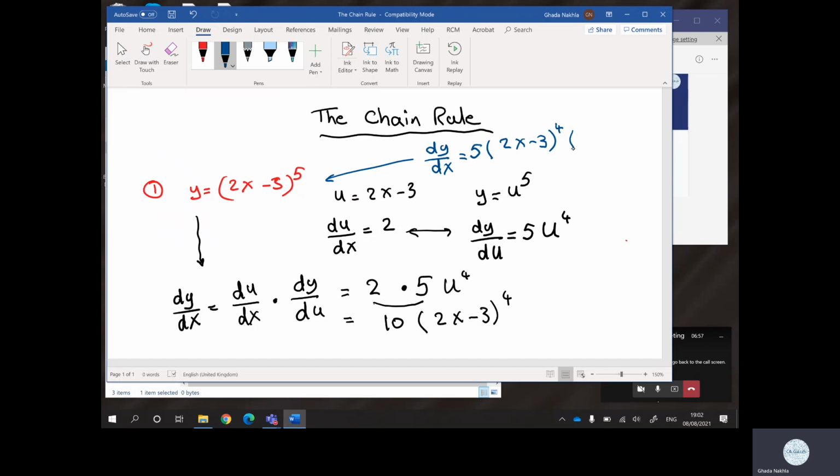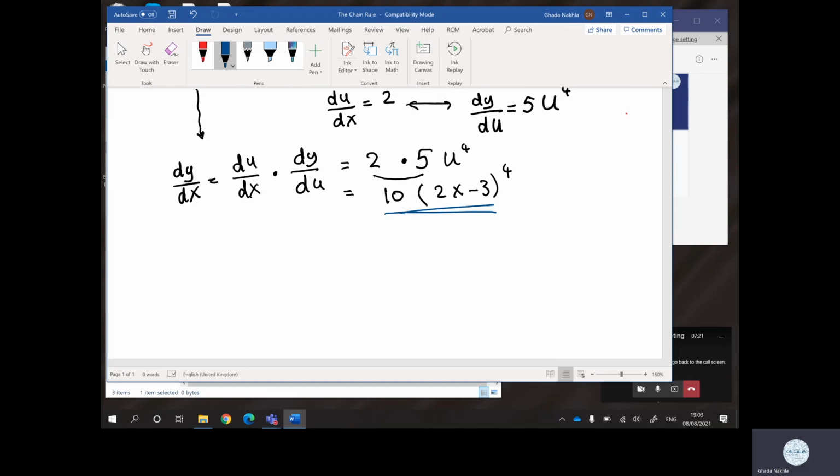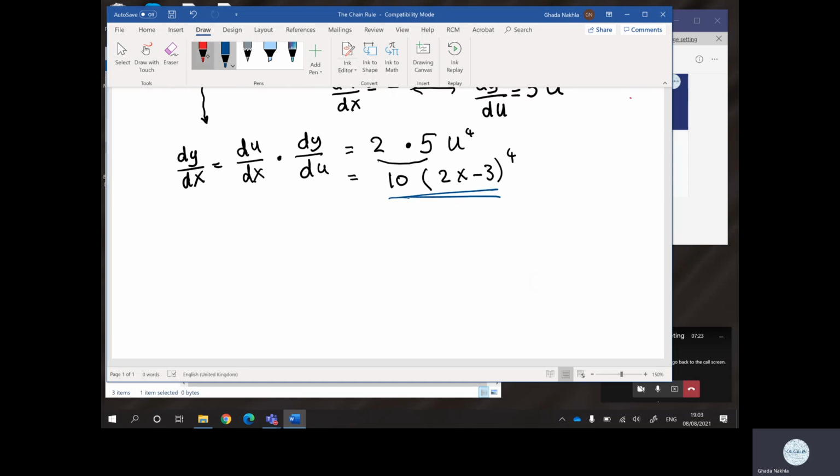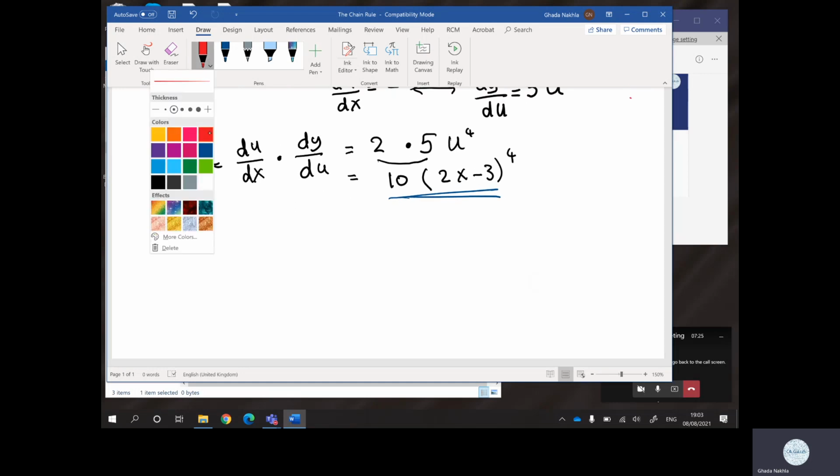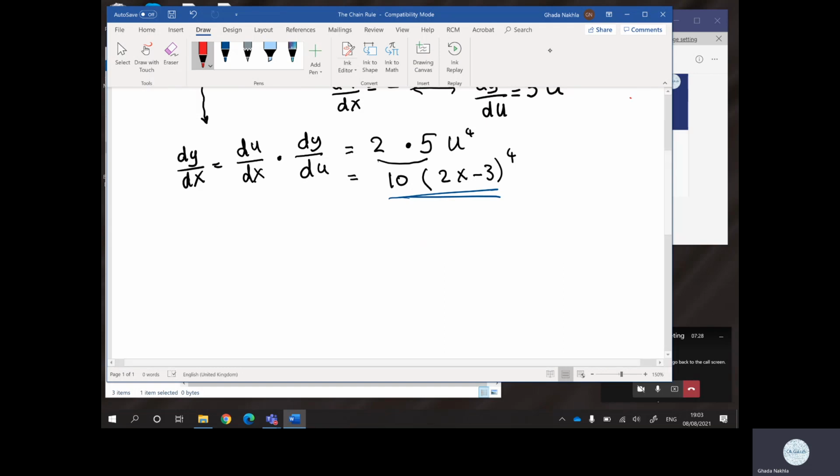So let's differentiate 2x minus 3. 2x differentiates to 2, minus 3 differentiates to 0, and that is the answer. So you end up with 5 multiplied by the 2, which is 10, and then 2x minus 3 to the power of 4, which is the same as the answer we've got there. So there are two ways to apply the chain rule, either the normal chain rule or the quick chain rule. We're going to apply it a few times in this presentation so you can actually learn it.